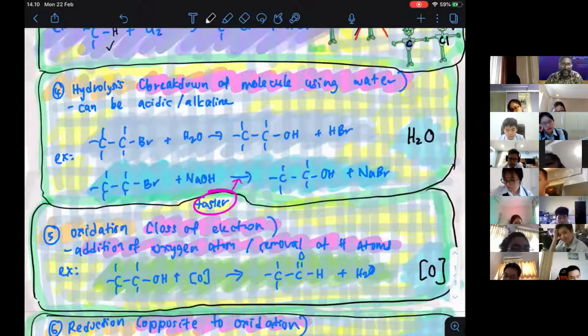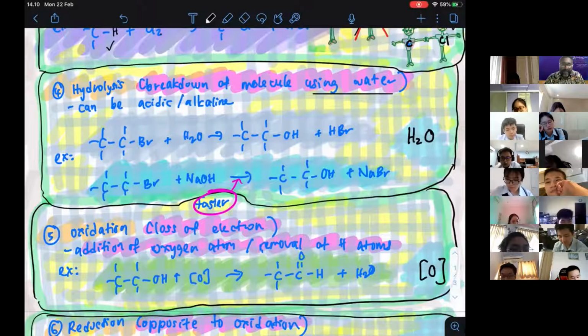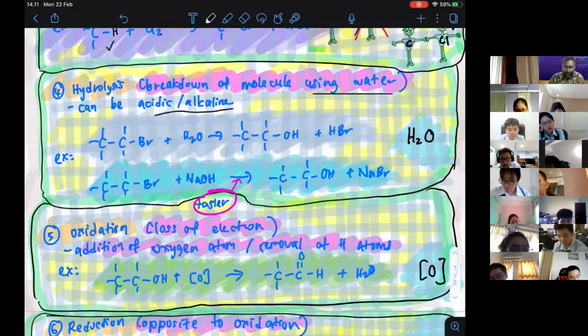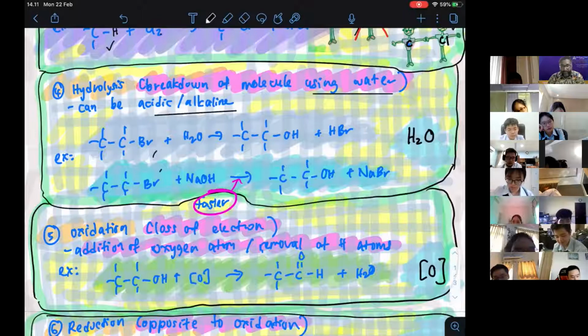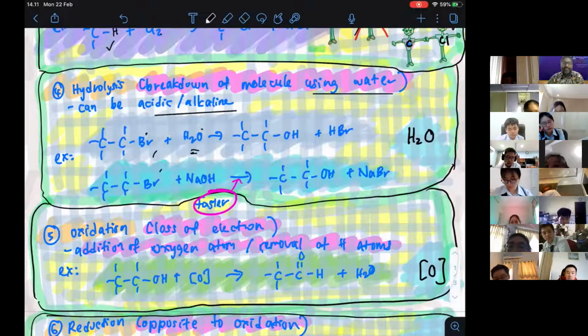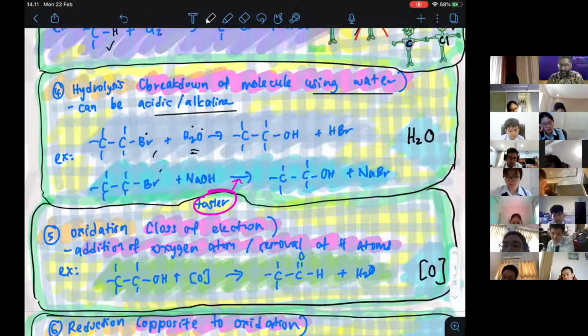Hydrolysis is the breakdown of a molecule by using water. So you are using water to break down something. The breaking down can be done in 2 conditions, acidic or alkaline. If I want to break down this molecule, I can use the acidic form. In acidic form, only water will react. So when you have water, what happens? The OH from water will somehow substitute the Br, and then the Br will come out. And then the remaining H from the water will join with Br to form HBr. So the HBr comes out and the OH joins over there.